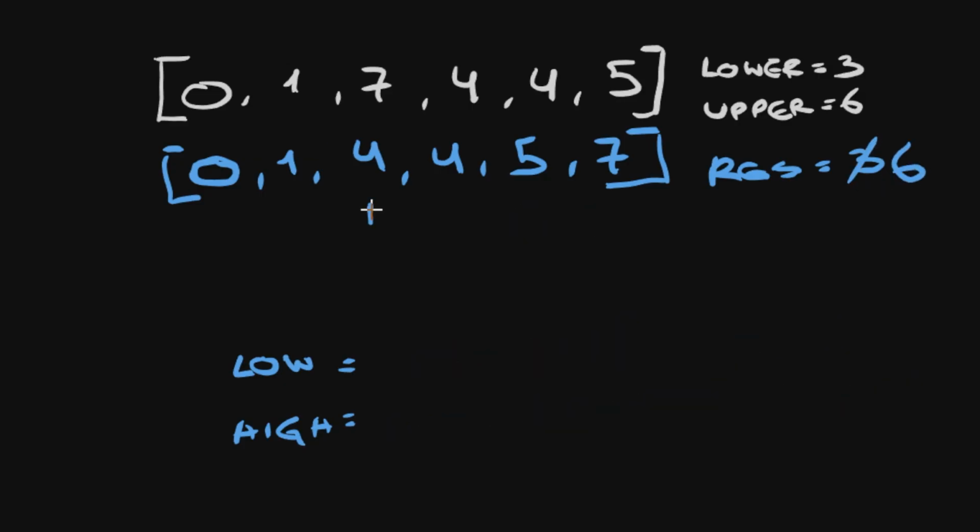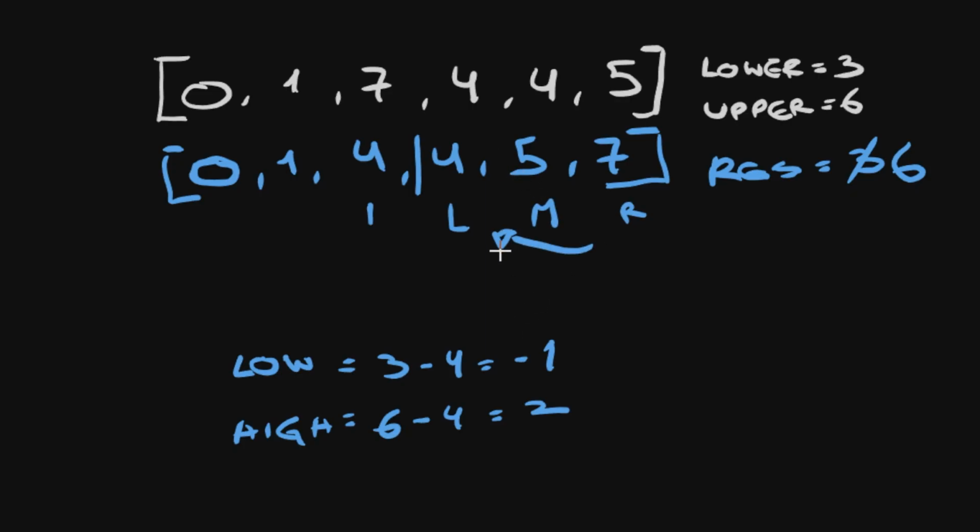Now the I pointer is here, low will be 3 minus 4, which is minus 1. And high will be 6 minus 4, which is 2. So now we're doing binary search with this value, minus 1, starting from here. So left is here, right is here, mid is here. 5 is greater than minus 1, so we move right pointer here. Now right is here and mid is here. 4 is greater than -1. So now right pointer is here. Now left is bigger than right, so we return the left pointer, which is 3.